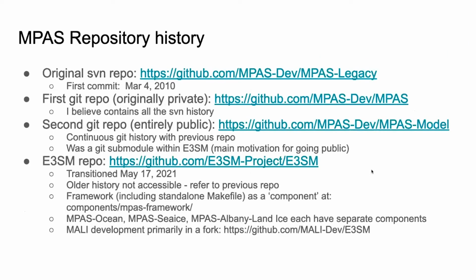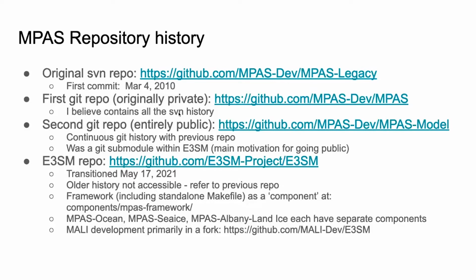Then I thought I'd give a little history on the repositories, because people working on the code in the hackathon may find they need to look at some of these older repositories to get a full picture of the history of certain files. We originally started with a Subversion repository, and I actually looked it up: the first commit was on March 4th, 2010. A few years later, we migrated to a Git repository, which originally was completely private. That's the MPAS-Dev MPAS repository, and I believe this Git repository includes all of the SVN history, for what it's worth.